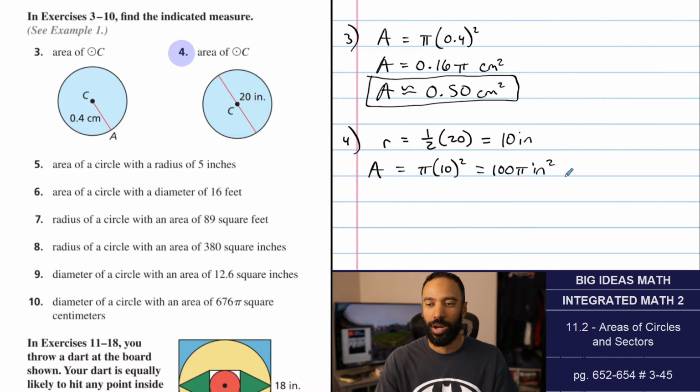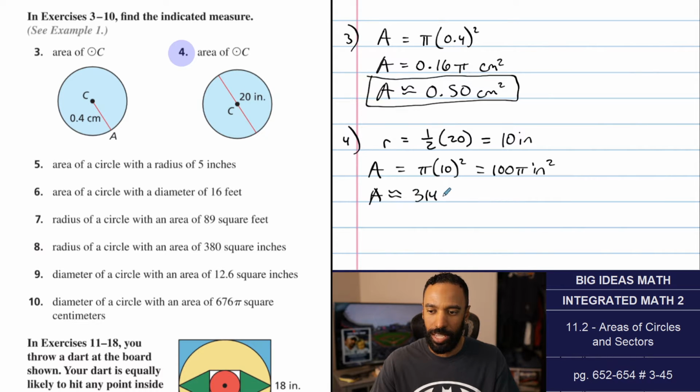Now, what's 100 times pi? Well, I know pi is 3.14159, etc. So 100 times that's just a decimal shift. So it's about 314.16 square inches.